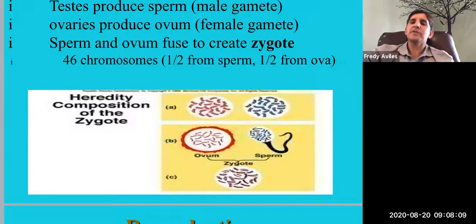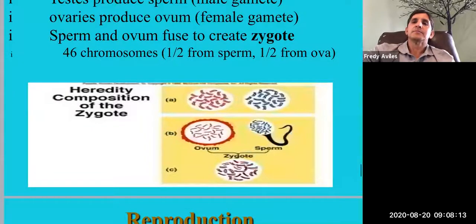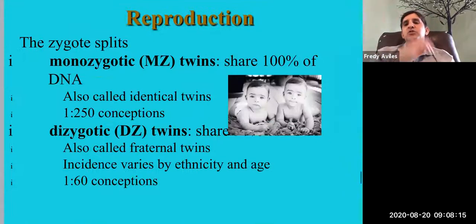And this is all kind of obvious stuff. It might sound a little bit complicated, but you probably already knew that, okay? So that's sexual reproduction. Now this zygote, this fertilized egg, can lead to monozygotic twins or dizygotic twins, okay? So when the zygote splits and makes an exact copy of itself, you end up with what are called monozygotic twins. Monozygotic twins share 100% of their DNA, okay?